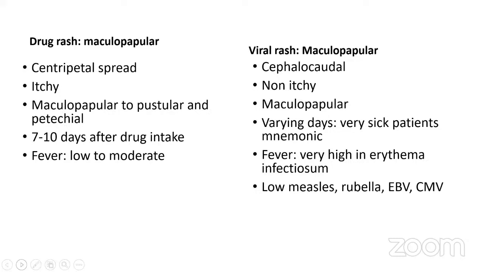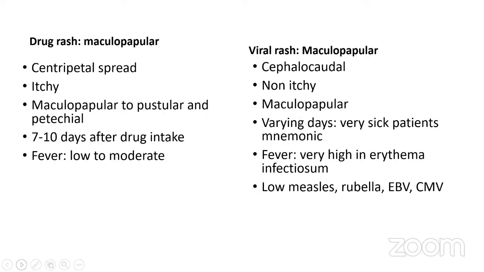Next, how to differentiate between a drug rash and a viral rash. Both are macular rashes. A drug rash usually is centripetal, and a viral rash will be cephalocaudal. A drug rash usually presents 7 to 10 days after the drug intake, very itchy, whereas viral rashes are non-itchy. And in case of drug rash, there is progression. So there is maculopapular to pustular to petechiae. And fever is low to moderate.